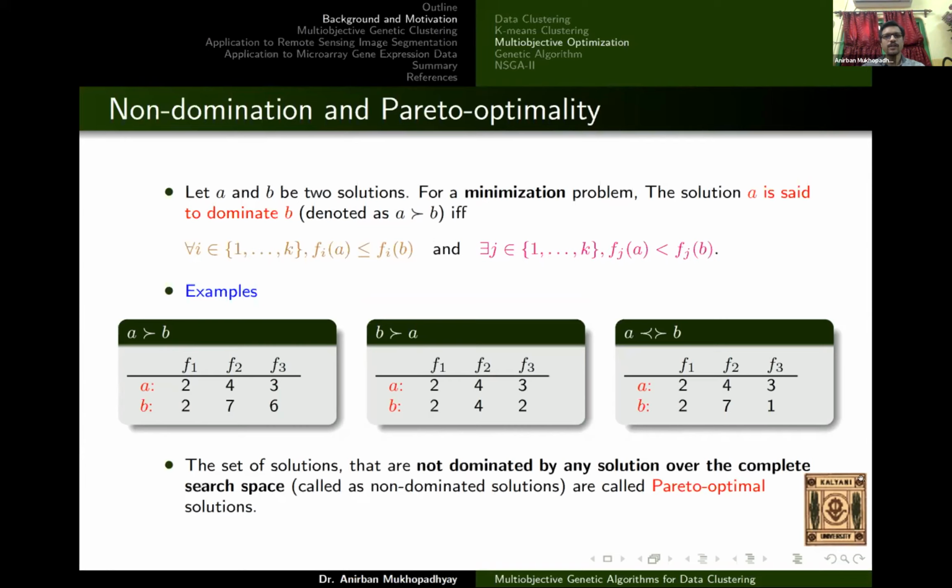Now, this non-domination relationship is very important to compare the solutions in a multi-objective search space. So consider the set of solutions that are not dominated by any solution over the complete search space. In the given search space where a lot of solutions exist, I will pick those solutions as the best solutions which are not dominated by any other solution in the search space. And this non-dominated solution set is known as the Pareto optimal solutions. So this Pareto optimality concept is very prominent in multi-objective optimization. The goal of any multi-objective optimization problem is to find the Pareto optimal solutions, that is, those solutions which are not dominated by any other solution in the search space.